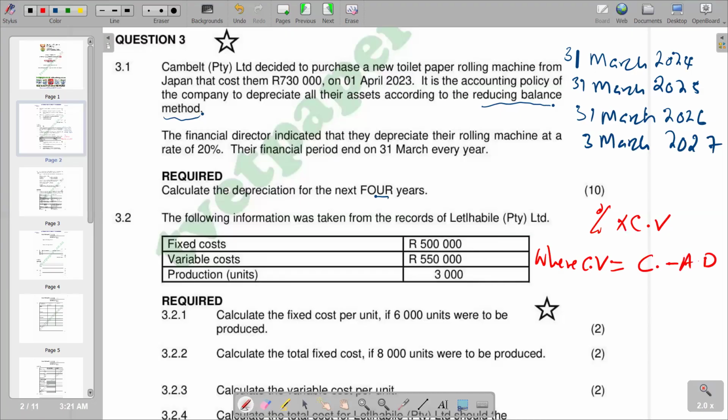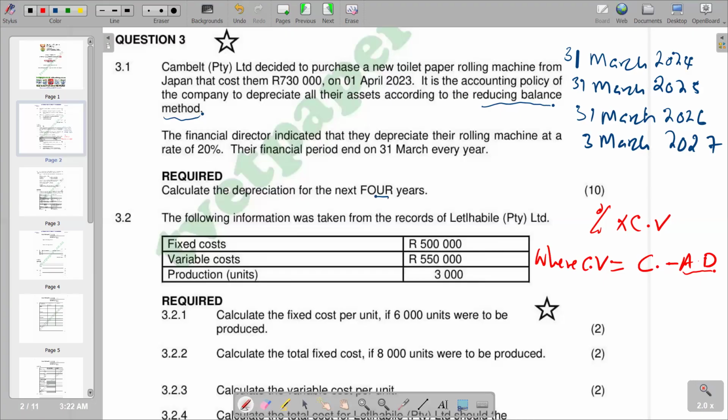Accumulated depreciation is the depreciation of the asset from the day it was bought to the current day, to date. If we have had the asset for 3 years, we add together all the depreciations for each and every financial period to get the total, and that becomes accumulated depreciation. So that's how we are going to calculate depreciation.